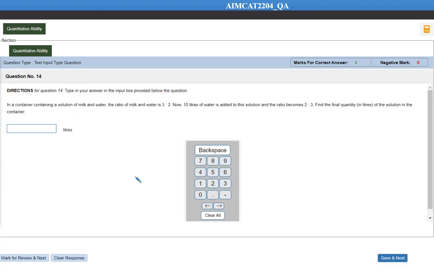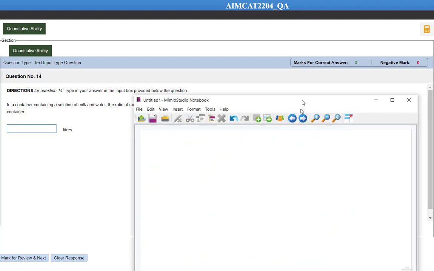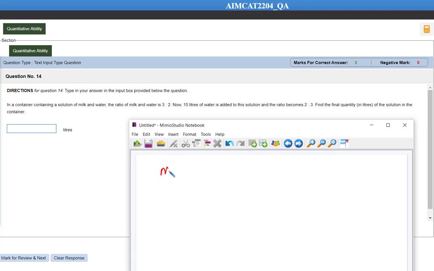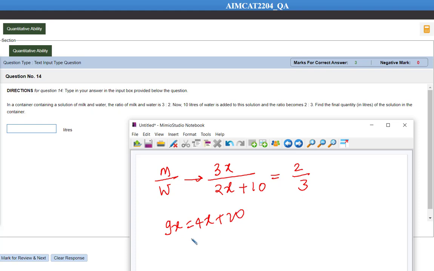Over here, in a container containing a solution of milk and water, the ratio of milk and water is 3:2. 10 liters of water is added, the ratio becomes 2:3. Find the final quantity. Very easy question. Okay, so over here the initial quantities of milk and water, let's take them as 3x and 2x. Then in water we are going to add 10, and the ratio becomes 2/3 now. Okay, so let's solve this. So 9x is equal to 4x plus 20. So 5x is equal to 20, so we will get x is equal to 4 here.